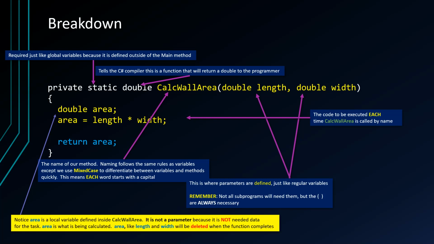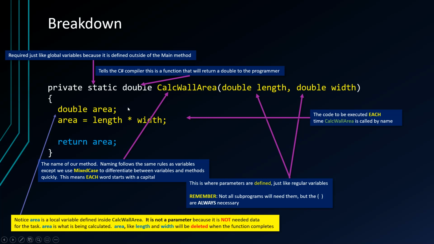So what does that mean? That means when we get to that closing bracket, not only will length and width be deleted, so will area. Those are all three local variables to calc wall area. And area is not a parameter, because, quite frankly, it's not needed data to do the job. It's what's being done. Okay?